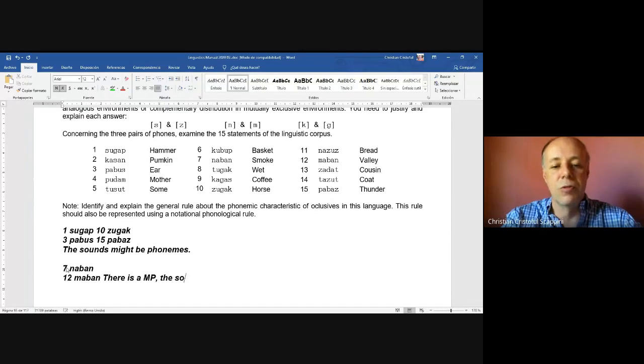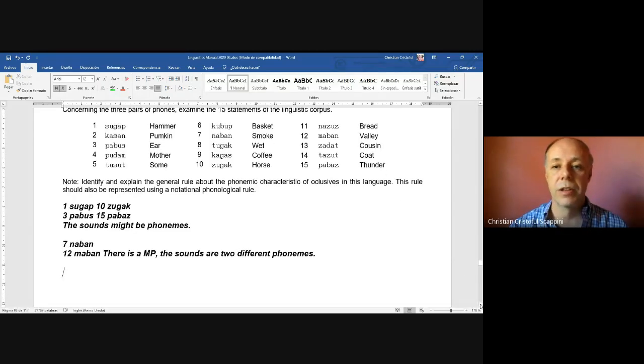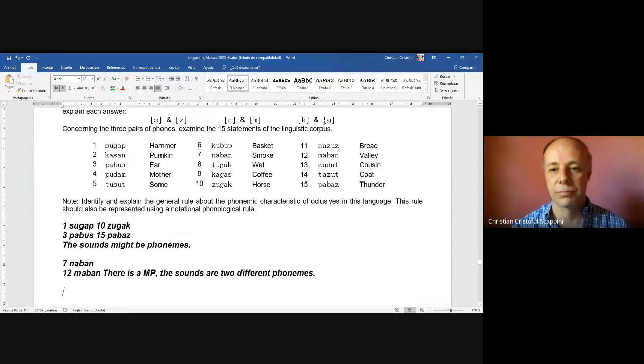The sounds are two different phonemes. Well, how do I know that? Phonemes are the ones who change meaning. Very good. Now, which sounds now? The sounds K and G. Okay.